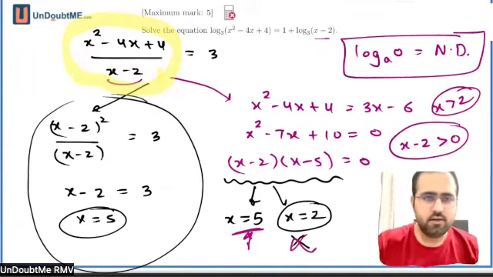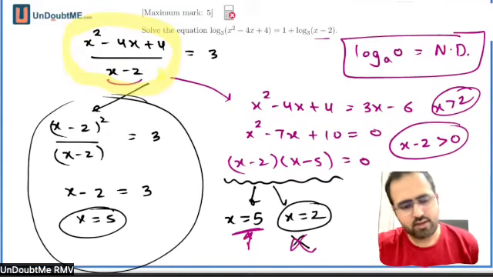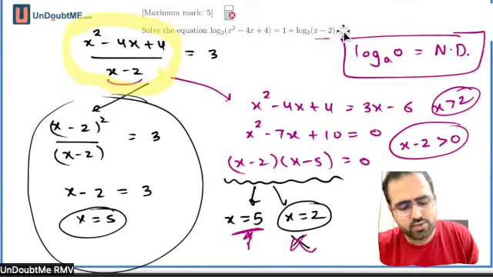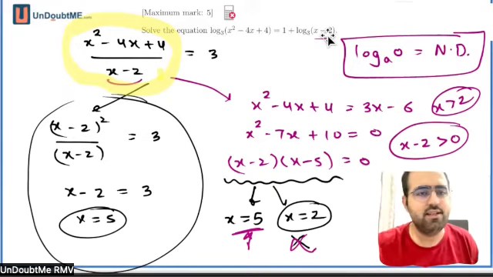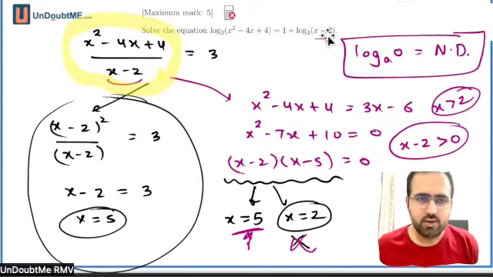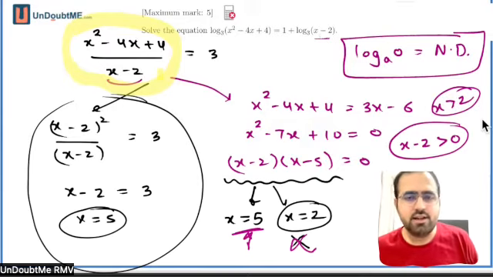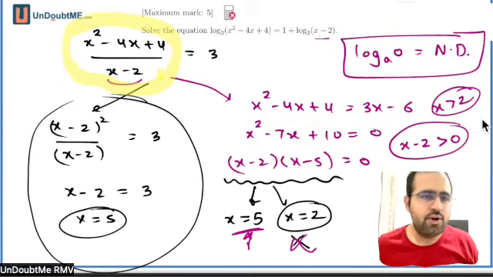So how would we write the reasoning? Okay, the reasoning you can write that since it is log of x minus 2, so x minus 2 should be greater than 0. Whatever is there in the log, it is always greater than 0. So that shows that x is greater than 2.